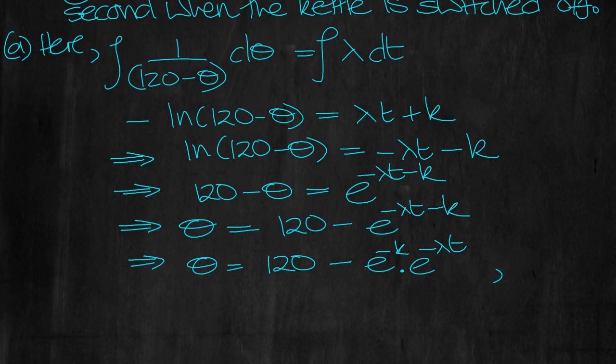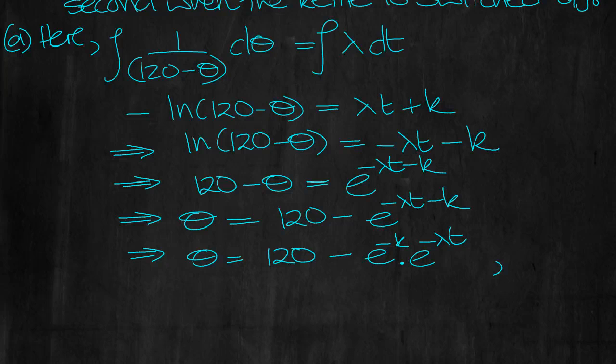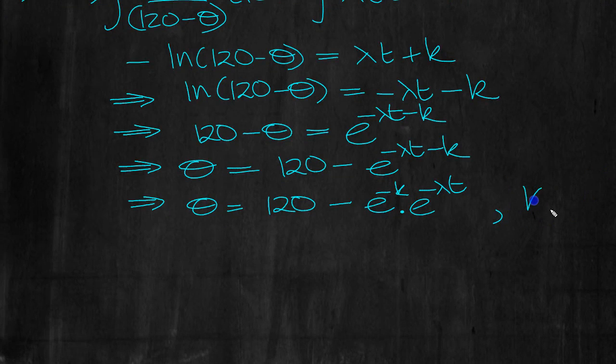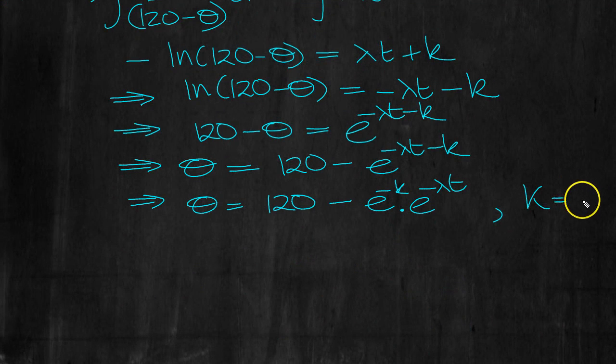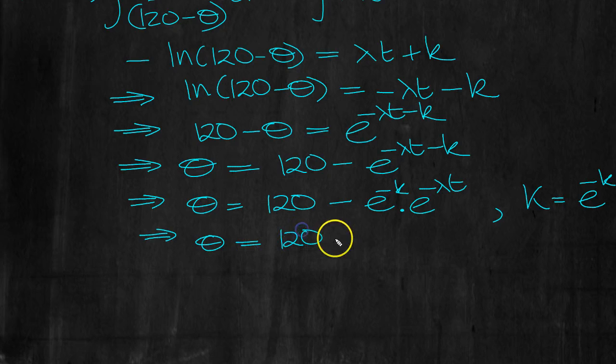If we let, what value of the thing have we got? Let k equal e to the minus little k, then we can see that theta will have the form of 120 minus k e to the minus lambda t. So there's what we've got then.